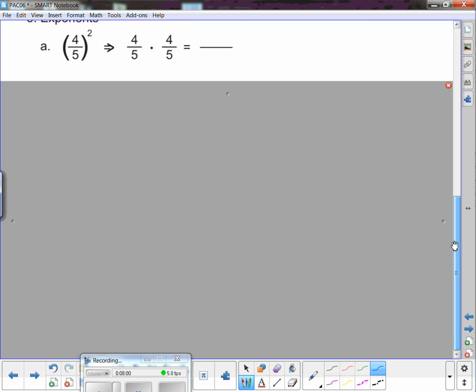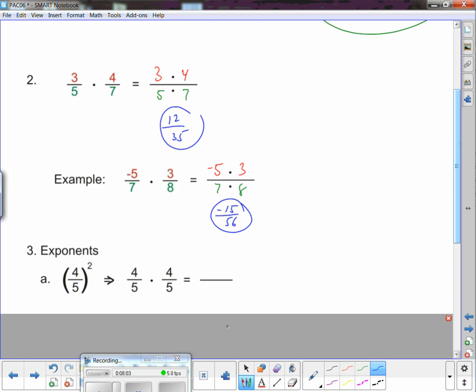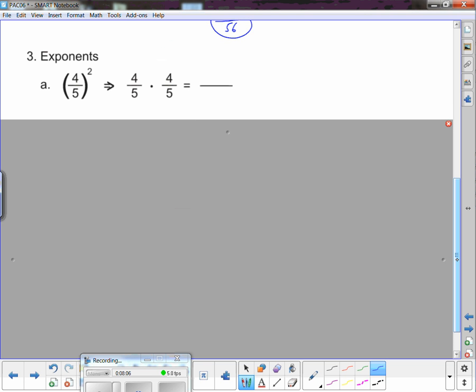Okay, in the midst of this, we have to deal with a few related subjects. Exponents, a 4/5 squared. Would you agree that an exponent of 2 says multiply the base times itself 2 times? For example, if you had a 7 squared, you're thinking 7 times 7, right? If you had a 9 squared, you're thinking 9 times 9. If you had a 12 squared, you're thinking 12 times 12. So if I have a 4/5 squared, would you agree I have a 4/5 times a 4/5?